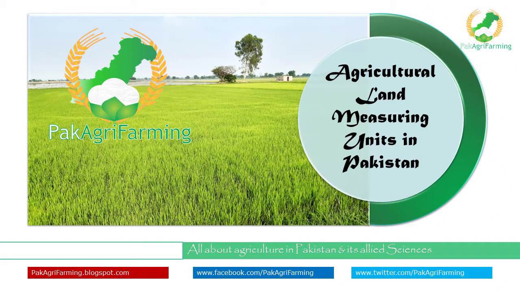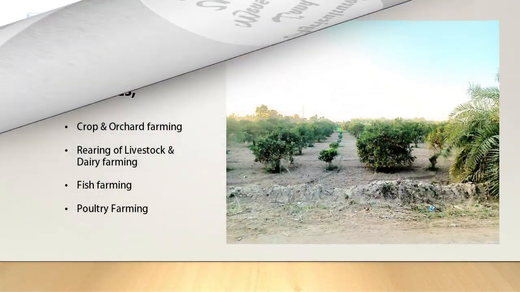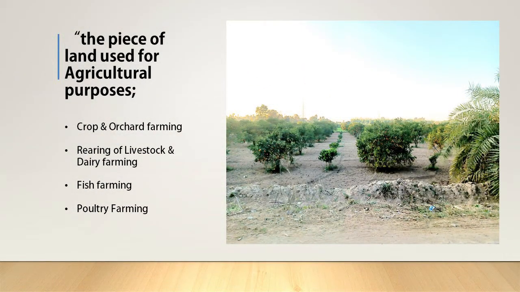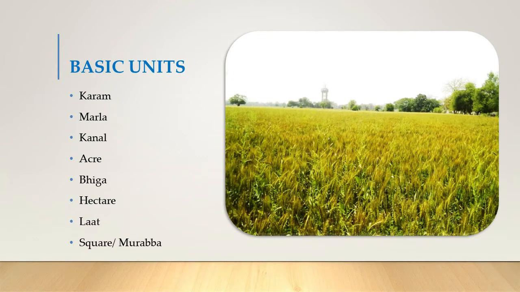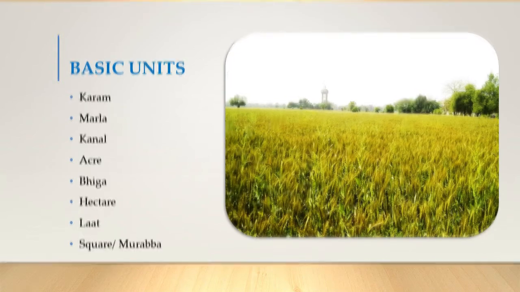Today we are going to talk about agricultural land measuring units in Pakistan. First of all, let's know what is an agricultural land. An agricultural land by definition is a piece of land used for agriculture purposes, which include but are not limited to crop and orchard farming, rearing of livestock and dairy farming, fish farming, poultry farming, etc. The basic units for agricultural land measuring in Pakistan include karam, marla, canal, acres, bigha, hectare, lot, square and murabba. We will later on talk about all of these in next slides.